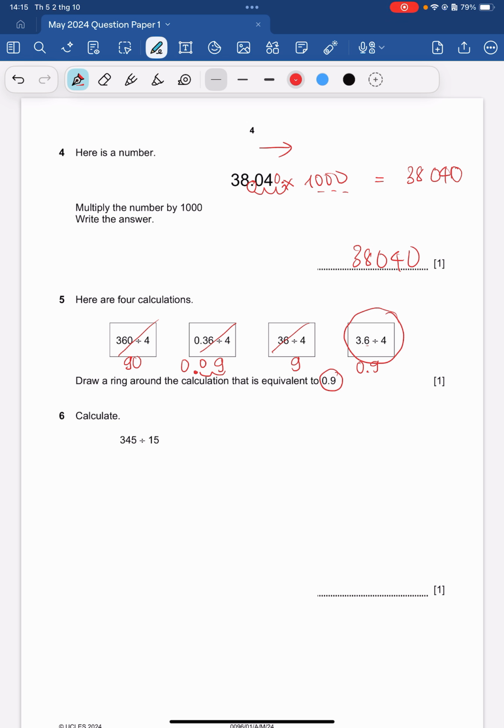Exercise 6. Calculate 345 divided by 15. Okay, you can do it very fast. That will be 23, right?